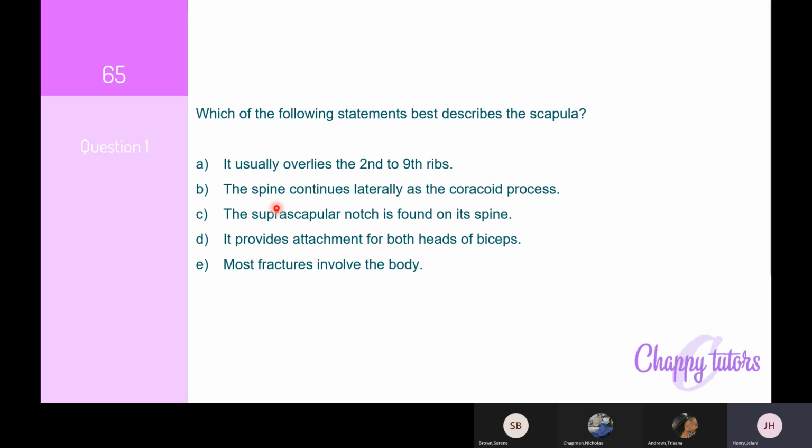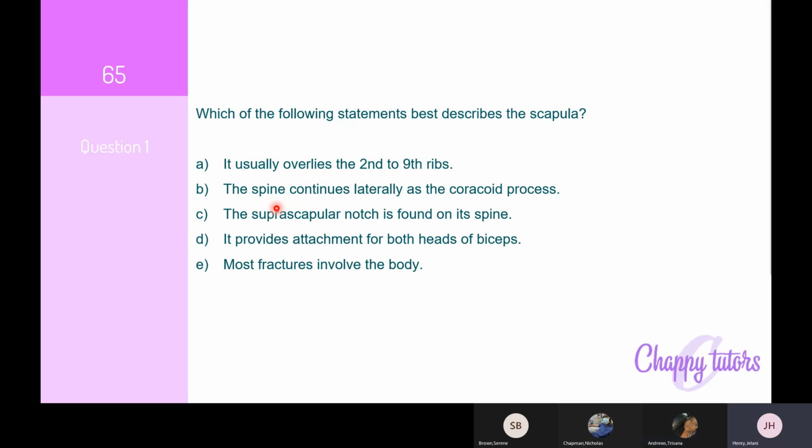B, the spine continues laterally as the coracoid process. That isn't correct, right? Because we know the spine continues to form the acromion process. Right? Oh, sorry, I thought I was unmuted. Right. Okay, cool.